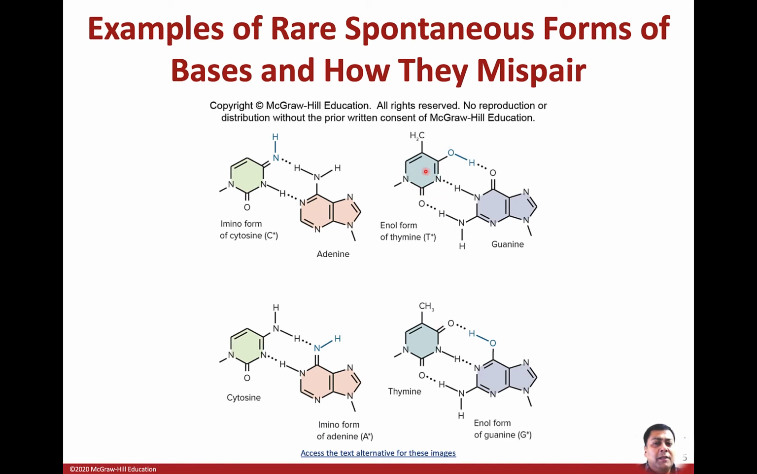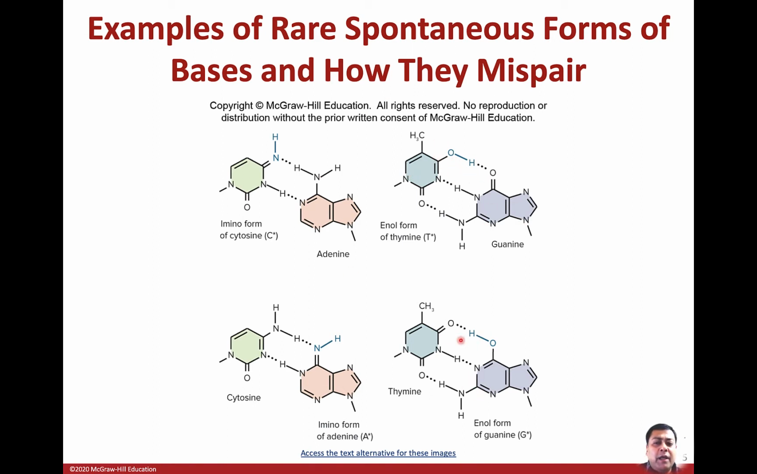And now this enol form can form 3 hydrogen bonds with the guanine. So here you can see that instead of T and A base pairing, that is the normal, T is base pairing with G. T and G are base pairing due to this enol form.